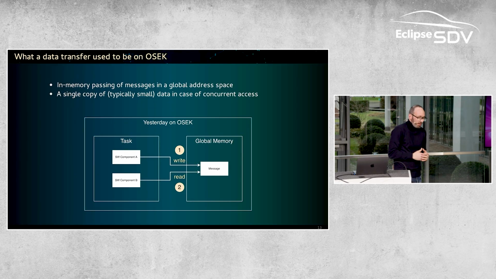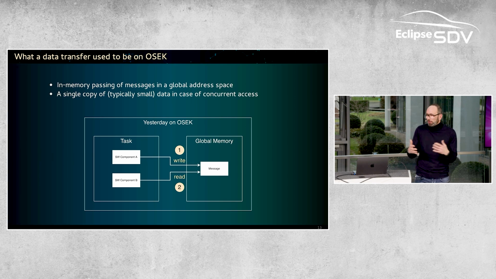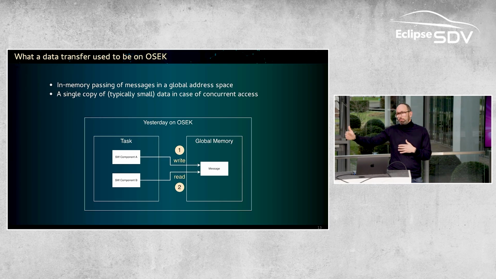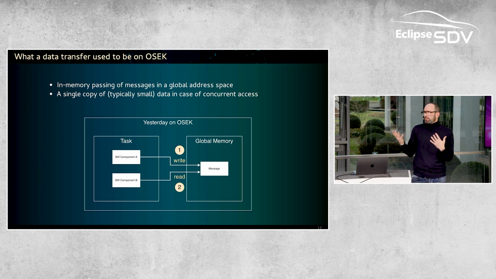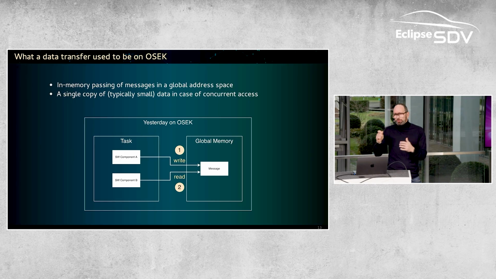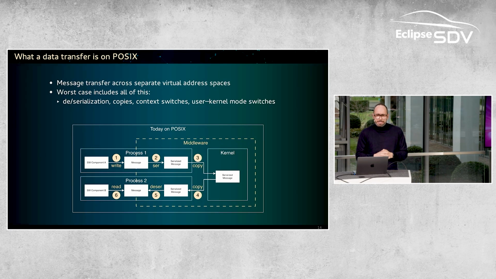And this is how data passing between software components used to be on OSEK. You have a single address space, so one component writes data into a global memory. Another component can just read the message. Very efficient. And if these components are running in different tasks, maybe you have to do a single copy, which is typically small data, so also don't care. And quite efficient. This is how it looks on POSIX.